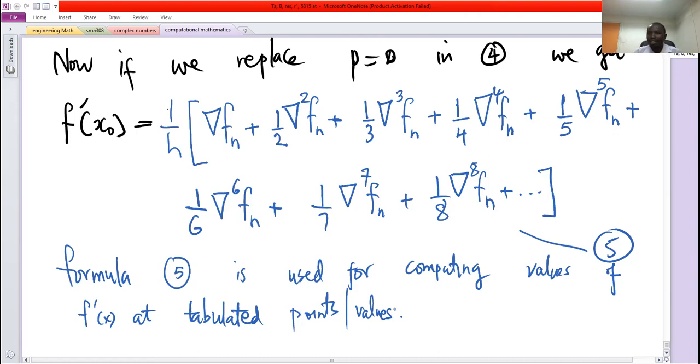So in the next session, we'll also derive the formula for the second order derivative using the Newton backward interpolation formula. And then thereafter, we'll be doing examples on how to apply these numerical formulas. Thank you.